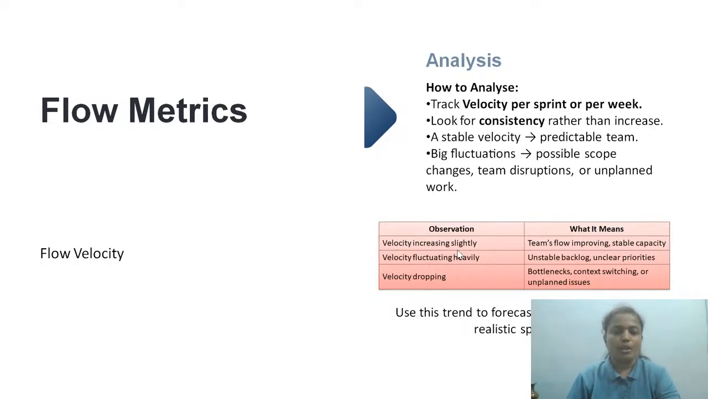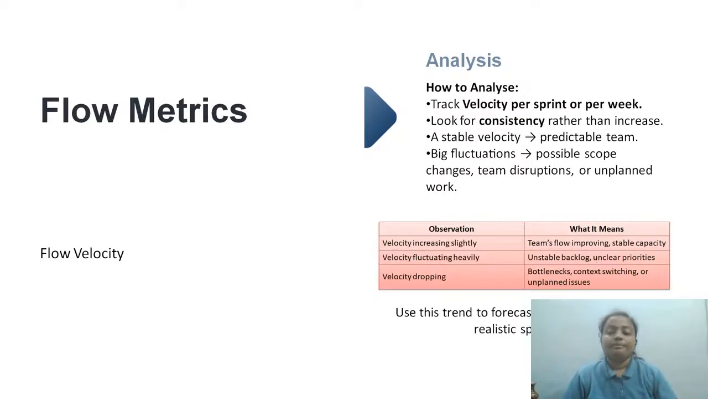The first case is all about velocity increasing slightly, as I mentioned, from 25 to 27 or 27 to 28. There's a slight increase. Good sign. Your team is actually picking it up. The stable capacity is getting settled. Your team is no more in the ramp up period. It's all getting stabilized, and the team's flow is also improving. Good sign. No issues at all.